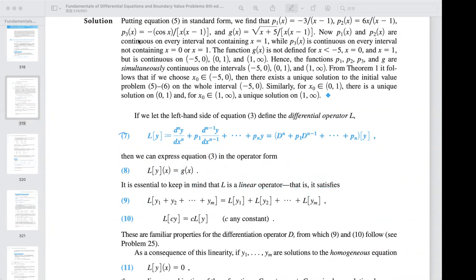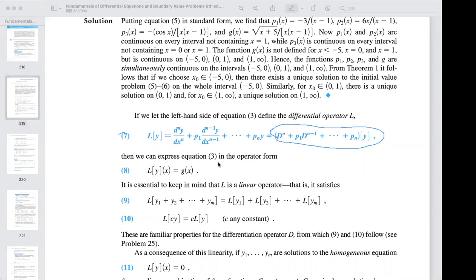So we are going to use this. This is very important. We are going to use this form a lot. So this is important. We are going to use this a lot. Okay.